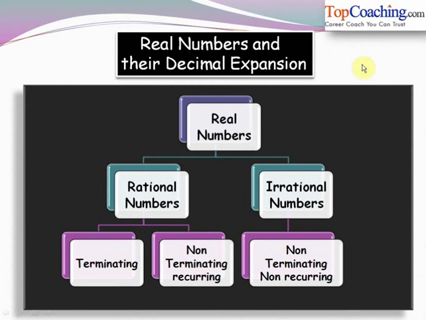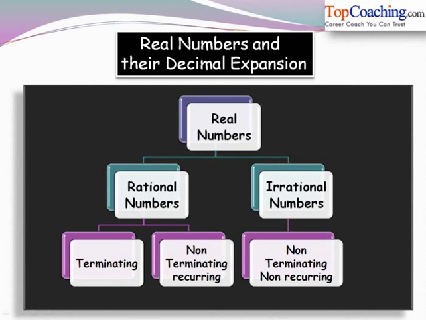Before we begin this lecture, let's recall what we have studied so far. What are real numbers? Real numbers are the numbers that can be represented on the number line. Real numbers are further classified as either rational or irrational numbers. What are rational numbers? Rational numbers are the numbers that can be expressed in the form p by q, where p and q are integers and q is not equal to 0. The numbers which cannot be represented in such a way are known as irrational numbers.